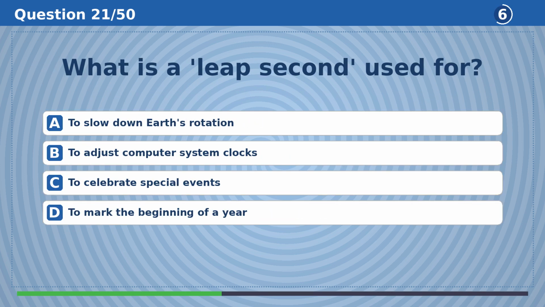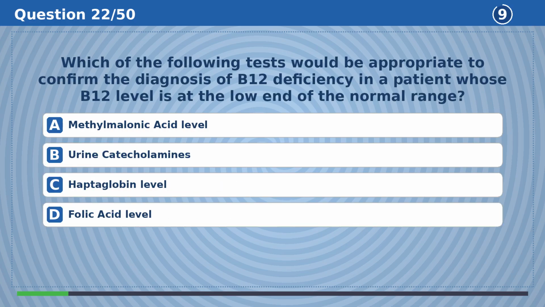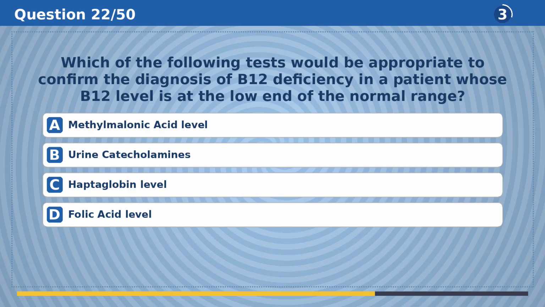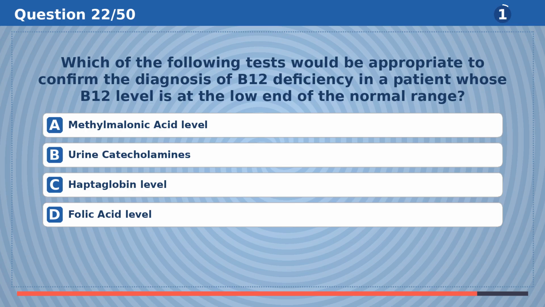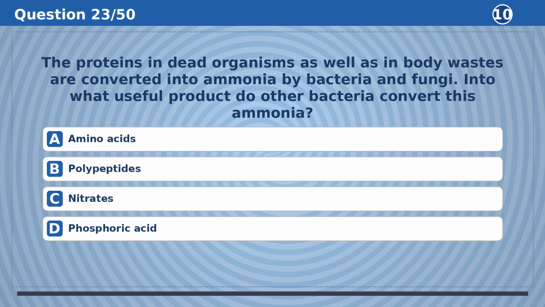What is a leap second used for? The answer is B, to adjust computer system clocks. Which of the following tests would be appropriate to confirm the diagnosis of B12 deficiency in a patient whose B12 level is at the low end of the normal range? The answer is A, methylmalonic acid level.